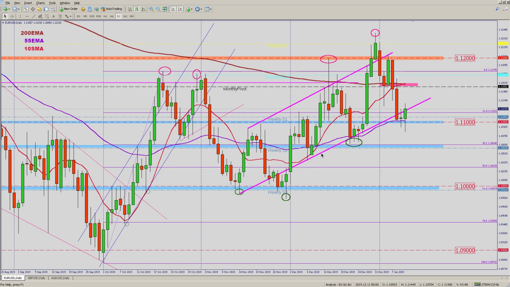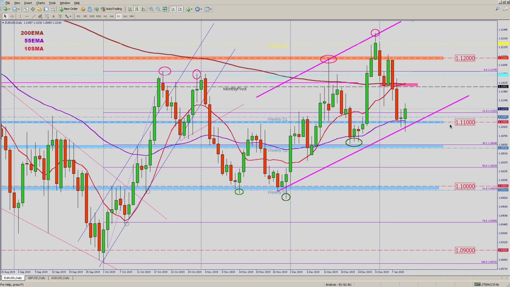We can also probably extend this lower channel trend line to this level here, because it could be moving in a bigger channel, and join these two levels up here. So this could be a bigger uptrend channel.